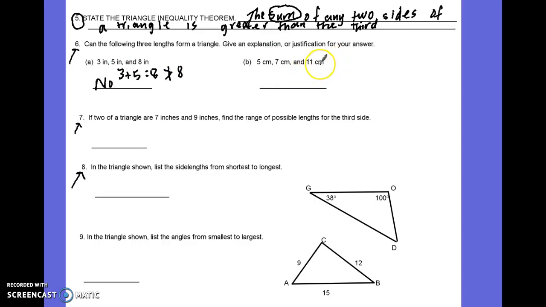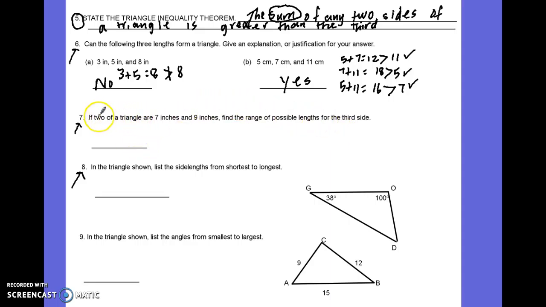How about for this one? Let's take the first 2, 5 plus 7. That's 12. Is that greater than 11? It is greater than 11, yes. Let's take another 2. Say 7 plus 11. 18. Is that greater than the third, 5? Yes, it is. And finally, let's take 5 plus 11. 5 plus 11, that's 16. Is that greater than the third, 7? Yes, it is. All 3 check out. Yes, these 3 sides can form a triangle.